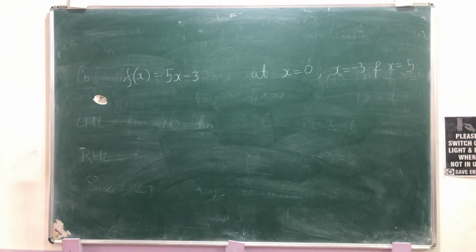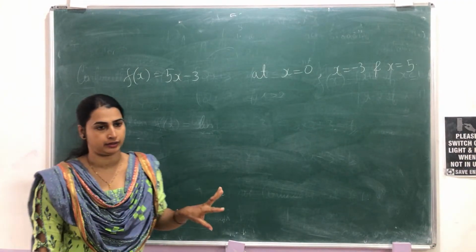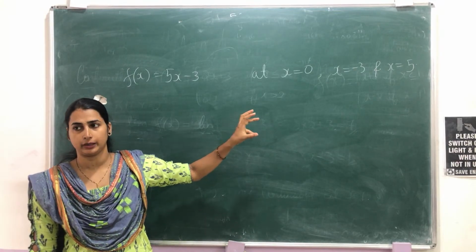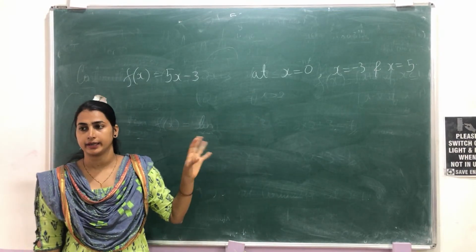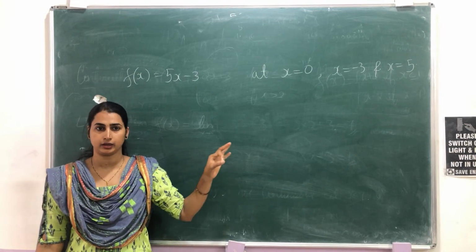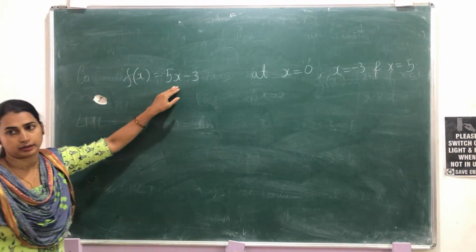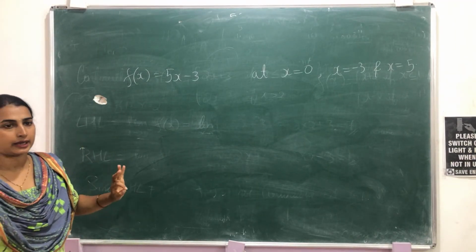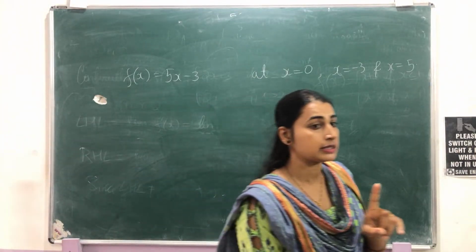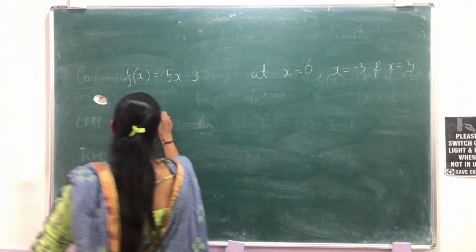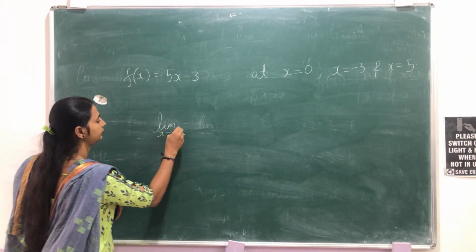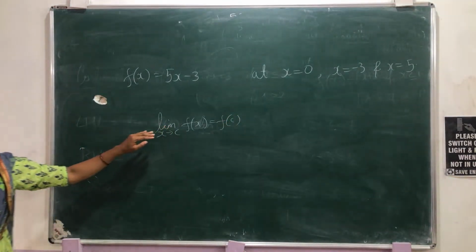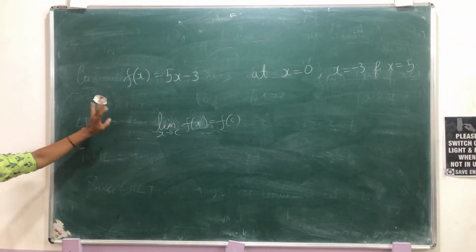See, observe carefully. In the previous question, you had conditions: less than 0, less than 1, equal to 1, greater than 1, right? At that particular point, the left hand side, right hand side and the value at that point were mentioned in the question. But here you don't have anything, only one linear equation. They have not mentioned anything. In that case, we'll use the first definition. What is the first definition? Limit x tends to c f of x equal to f of c. If this is true, then it is said to be continuous.